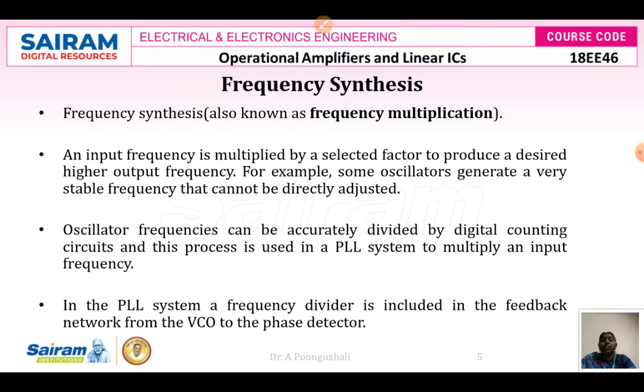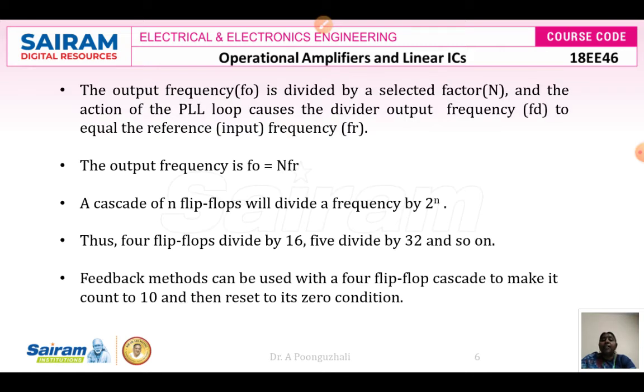So here a frequency divider is going to be included in the feedback path between the output of your VCO and the input of your phase detector. We are going to use a frequency divider block. The output frequency f0 is divided by a selected factor N, and the action of the PLL loop causes the divider output frequency to equal the reference input frequency fr. So the output frequency f0 is equivalent to N into fr.